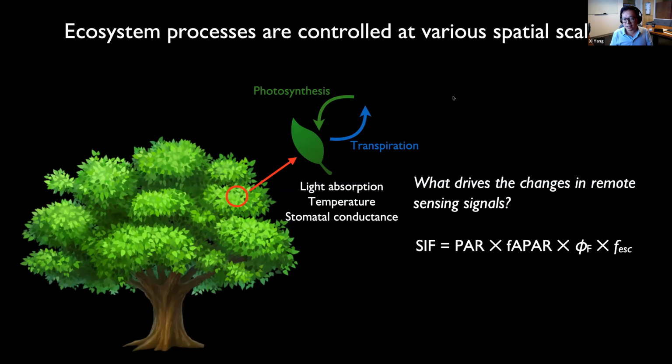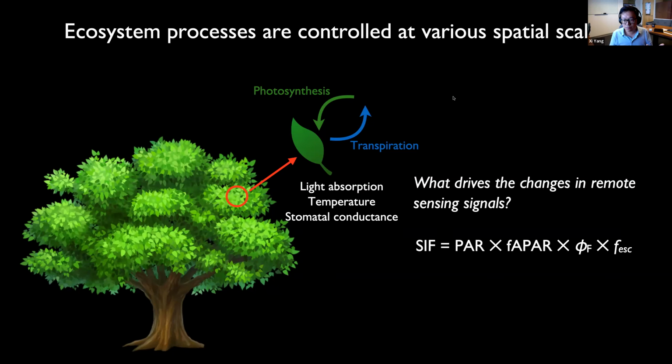If we write an equation to describe SIF, it is basically a product of how much light is coming in, that's PAR, multiplied by the fraction of that PAR that gets absorbed by chlorophyll, that's FAPAR there, then multiplied by the probability of that absorbed radiation being emitted as fluorescence, which is CF here, and multiplied by FESC, the escape probability, which is how much of that emitted fluorescence eventually exits the canopy and gets captured by the sensor.